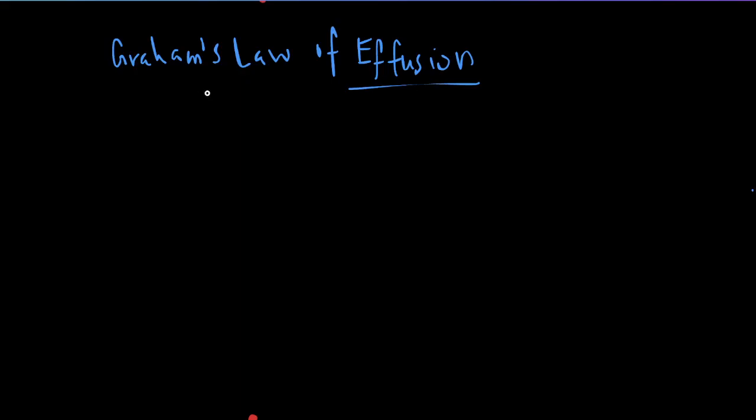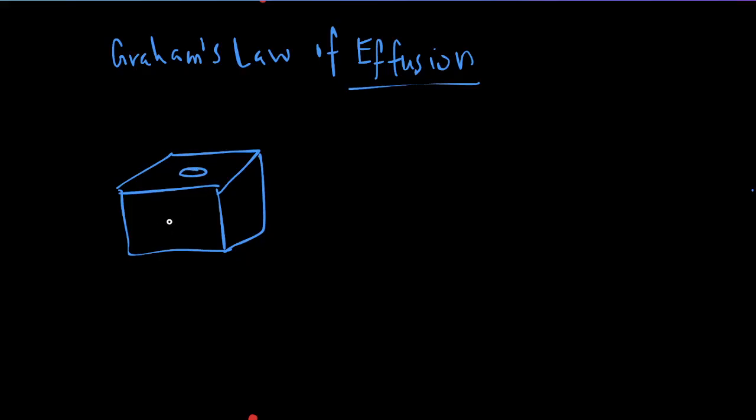Let's say that we have a box that is filled with gas, and this box also has a hole. Effusion is basically the process of this gas escaping the box through this hole. So this gas is going to be effusing through the hole in the box. That is the process of effusion.